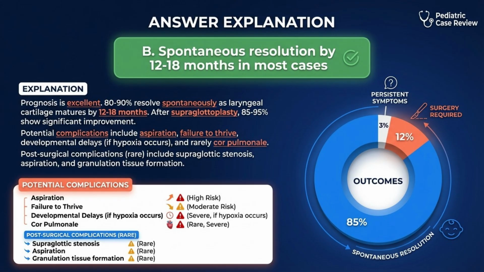The outcomes chart illustrates that the overall prognosis is excellent, with 85 to 90% of infants outgrowing the condition as their laryngeal cartilage naturally matures. Even for the small percentage requiring a supraglottoplasty, the vast majority show significant and rapid improvement following the surgical procedure.